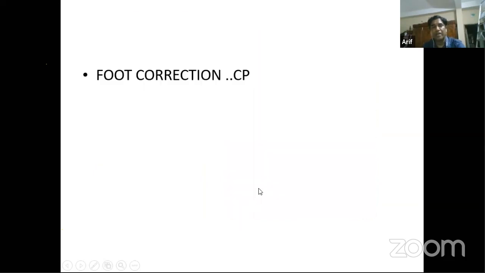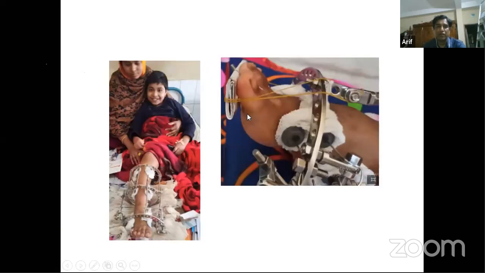And now the foot correction in a CP patient. In a CP patient, you know that it is very difficult because you have the issues of muscle problems, and also you know that muscle in CP usually works very differently than in normal people, because in CP if you increase the length of a muscle, it goes into spasticity. So foot correction in CP is a very difficult one. This is a patient. The foot correction is very easy. I want to show you.